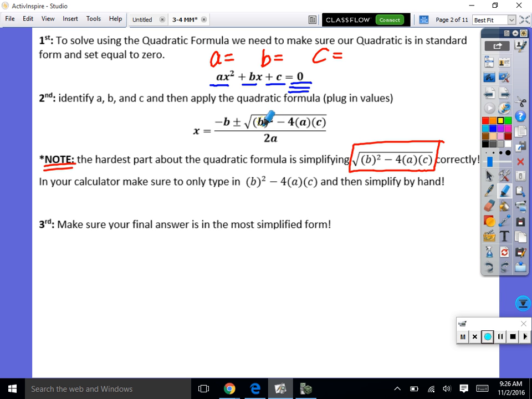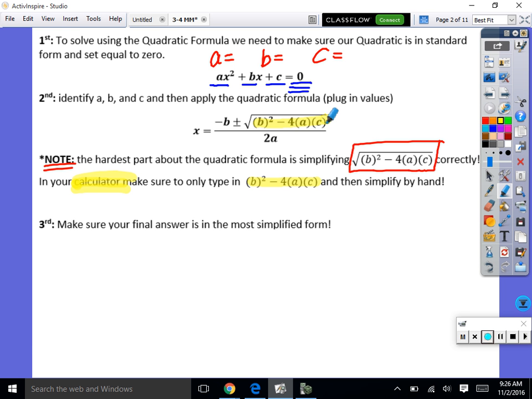Now, what we're going to want to do is only simplify in our calculator. This is the thing you've got to remember. In your calculator, you only type in what's underneath the square root. You only type in that part. So you don't type in the square root part into your calculator, only that part.